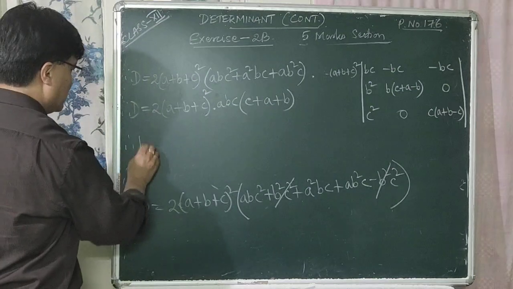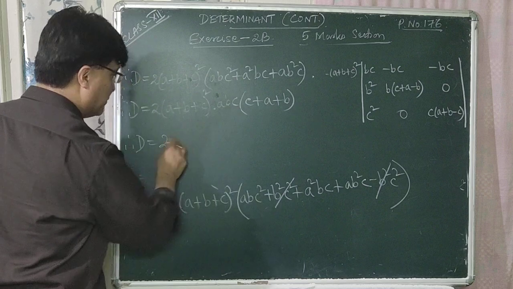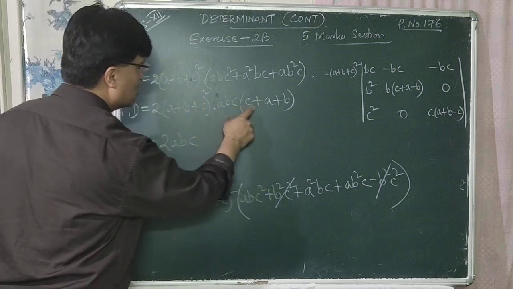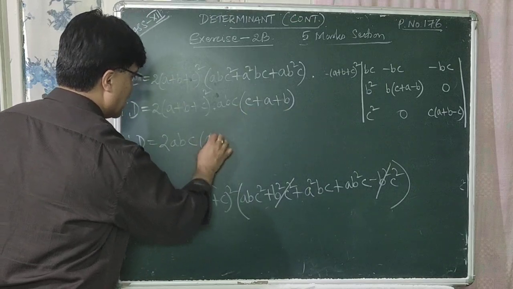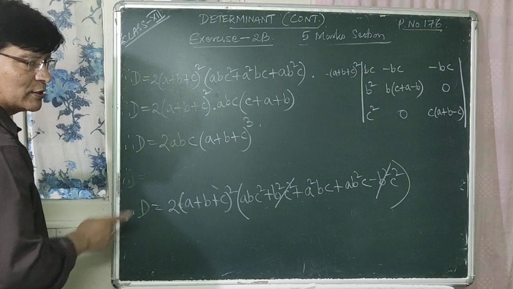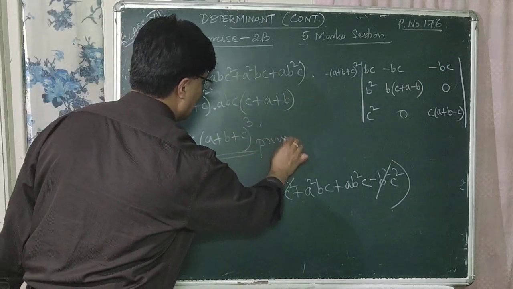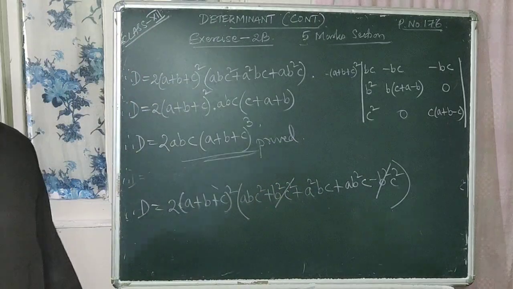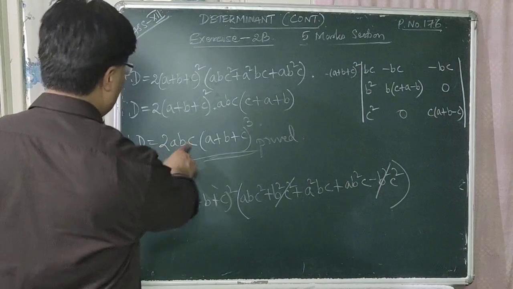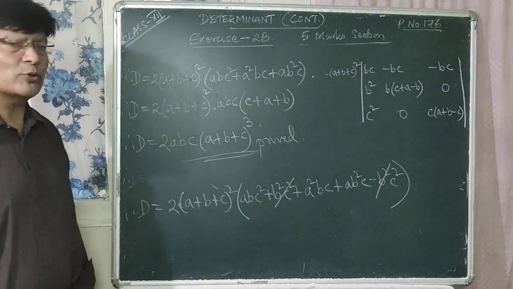Next, therefore D is equal to 2 into, let us write this first, ABC. Then what is A plus B plus C whole square into A plus B plus C? That is A plus B plus C whole cube. So I think this is the answer. So we have proved it. Okay. So check the answer. Is it correct? Yes. 2ABC into A plus B plus C whole cube. That is proved.